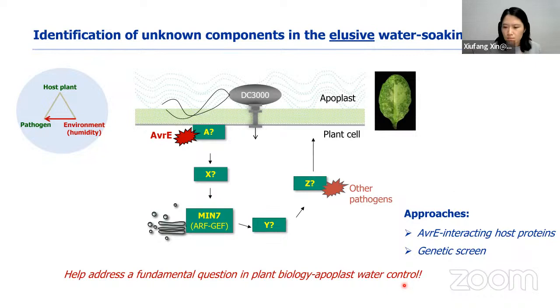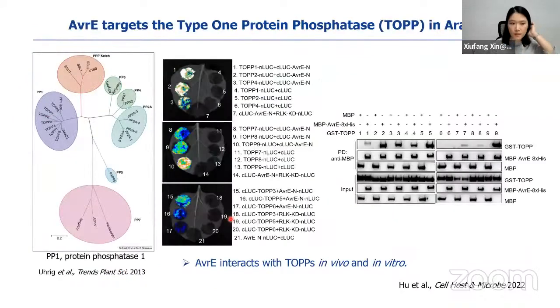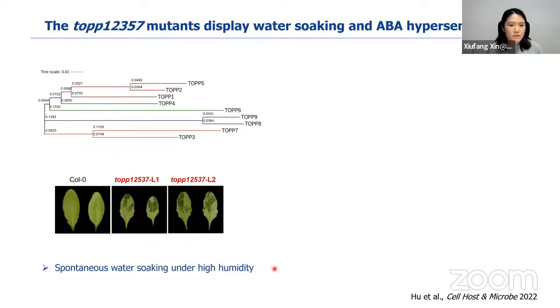We think this is a fundamental question, but people never studied it before, so we took 2 approaches. First is to use the water-soaking effector AvrE as a probe to study which plant proteins are involved in this pathway, and the other is a genetic screen. We recently finished this study and found that AvrE can interact with type 1 protein phosphatase from Arabidopsis. The type 1 or PP1 family is relatively less known compared to, for instance, the PP2 families in plant biology. We found that AvrE can interact with all the TOPP members, when expressed in plants or in in vitro protein assays. Arabidopsis has 9 TOPP members.